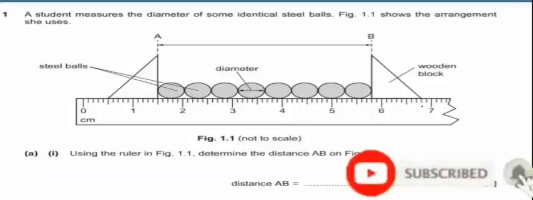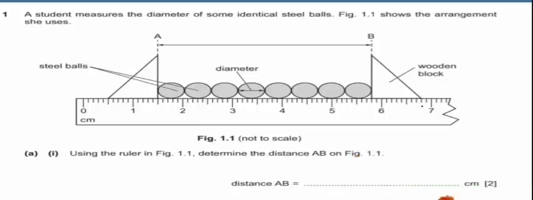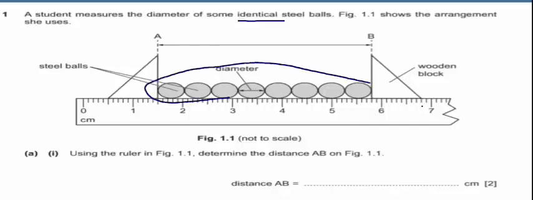So the first question reads, a student measures the diameter of some identical steel balls. Whenever they use the term identical, this means these balls are of the same size and they have the same diameter. Figure 1.1 shows the arrangement she uses. As you can see here, we are using the ruler to measure the length of these balls starting from point A up to point B.